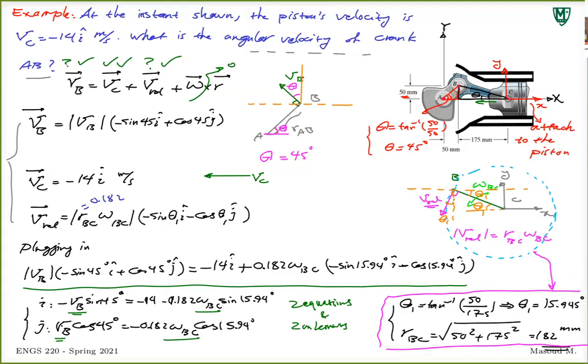You can divide equation 1 by equation 2 and get tangent 45 degrees, which is 1. And then VB will be canceled. You can find omega BC. Once you know omega BC, you can use that to find VB. I'll leave it to you. It's a simple two equations, two unknowns, right? Whichever way you're comfortable solving it. But mathematically, you can find VB and omega BC.